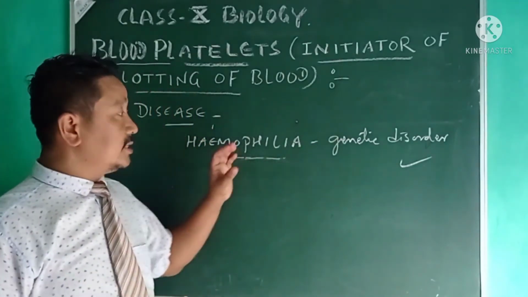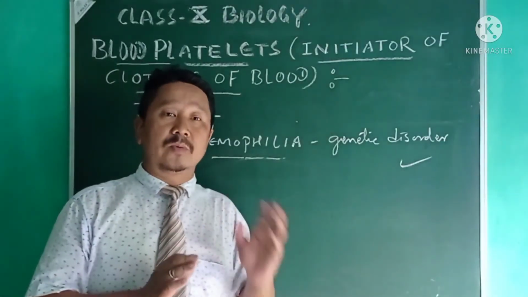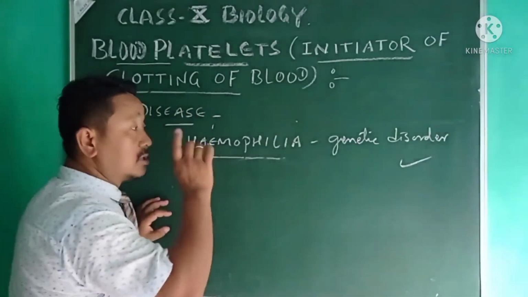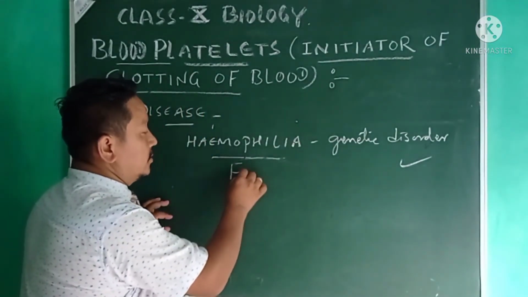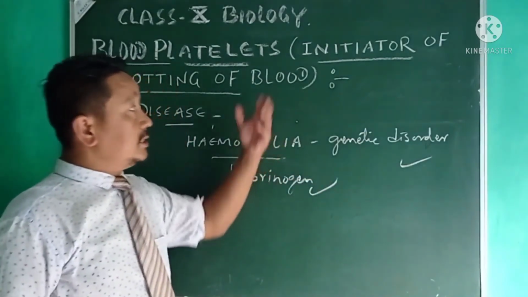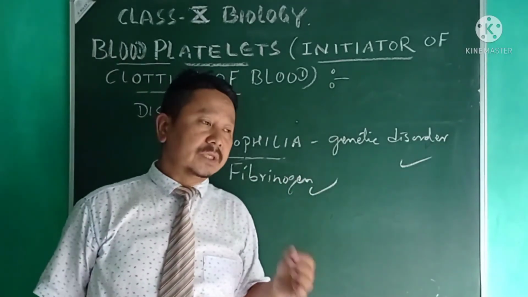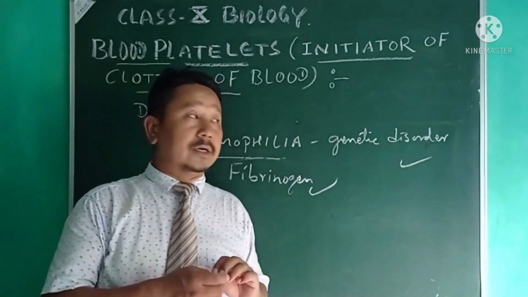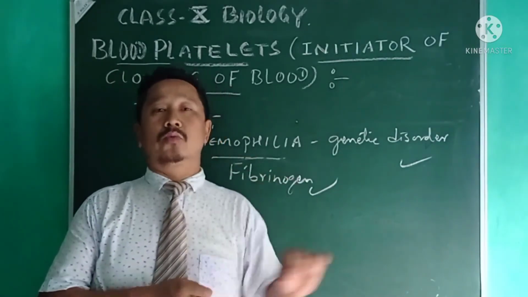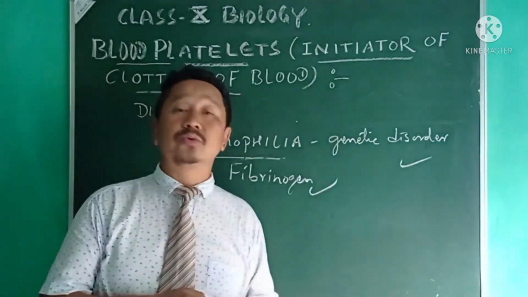Hemophilia is a genetic disorder in which the blood does not clot properly due to the lack of blood clotting protein. The blood clotting protein is fibrinogen. If there is no fibrinogen in the blood, then that problem will be there. Similarly, when the number of blood platelets falls abnormally to a very low count, the blood does not clot properly, leading to hemorrhage.